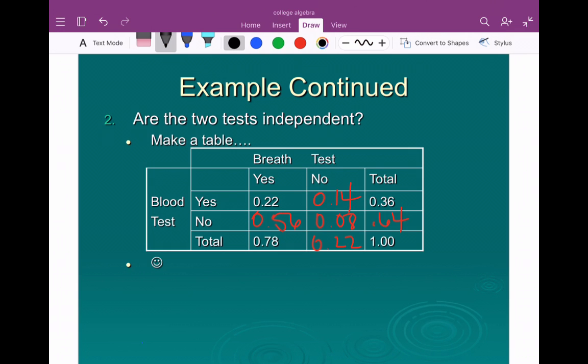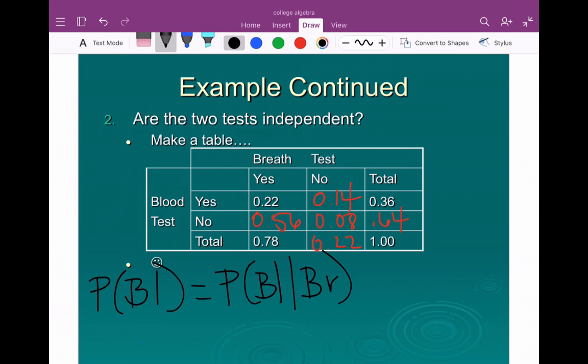So once I have the rest of the table filled in, I can then determine, are the two tests independent? In order to do that, I would find out if the probability of getting a blood test is equal to the probability of getting a blood test given a breath test. Now you could do it the other way around as well and find the probability of a breath test and determine if that's equal to the probability of a breath test given a blood test. Either way, you should end up with the same percentages in order for them to be considered independent.